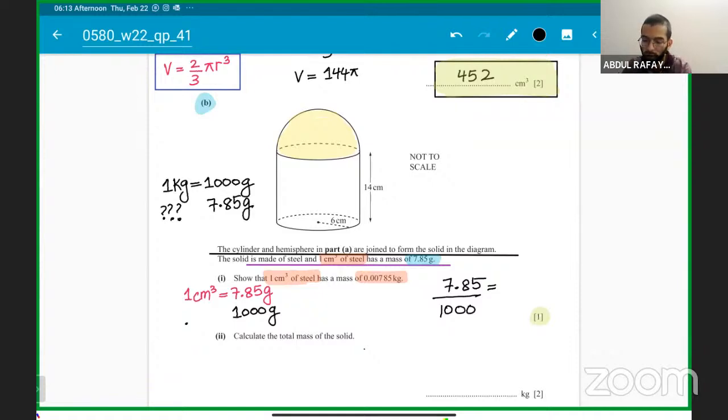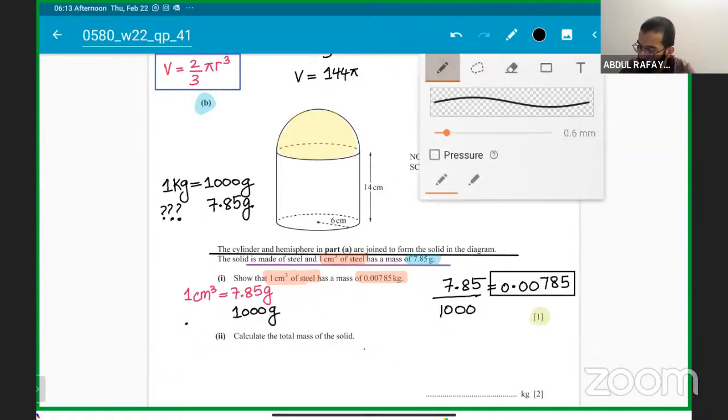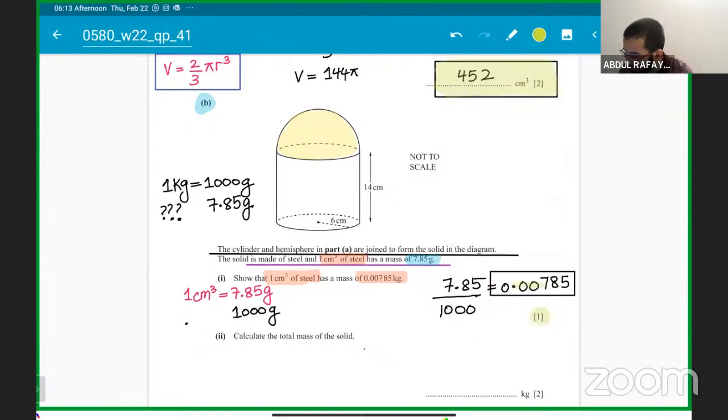Okay, understood? Got it? Clear, everyone? Just do it in the calculator. It should be coming 0.00785. Understood? This is proved, guys, for 1 mark. See if everyone got this clear, guys. Following? Understood? Clear.